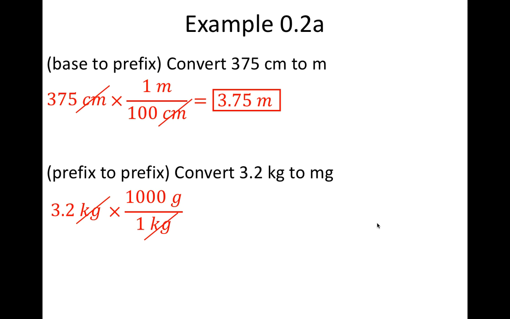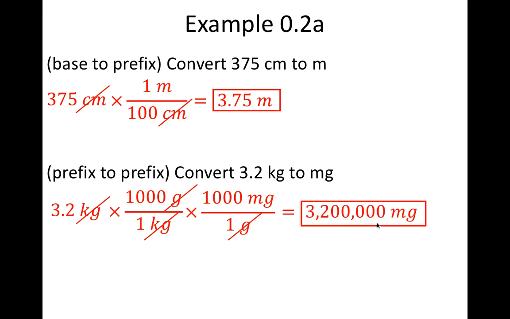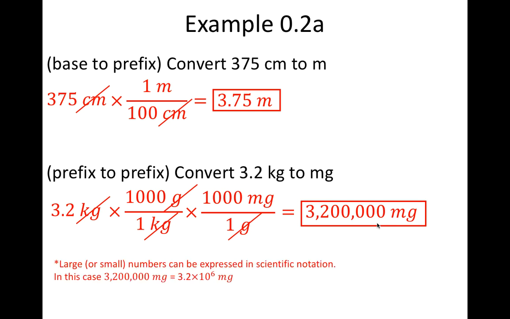Now I have to repeat the process to eliminate grams from the numerator because we didn't want to end with grams, we want milligrams. I can multiply by a factor fraction of 1,000 milligrams over 1 gram. I can cancel my units of grams. I can then multiply across by all the numbers in the numerators, giving me 3,200,000 milligrams. Since this is a very large number, we may want to express this number in scientific notation, which is 3.2 times 10 to the 6th milligrams.